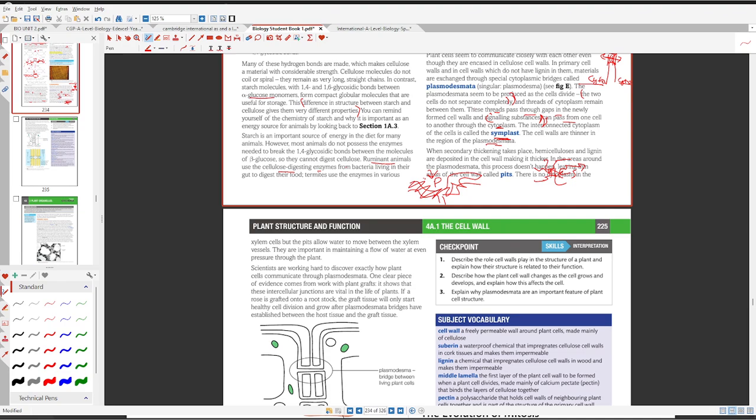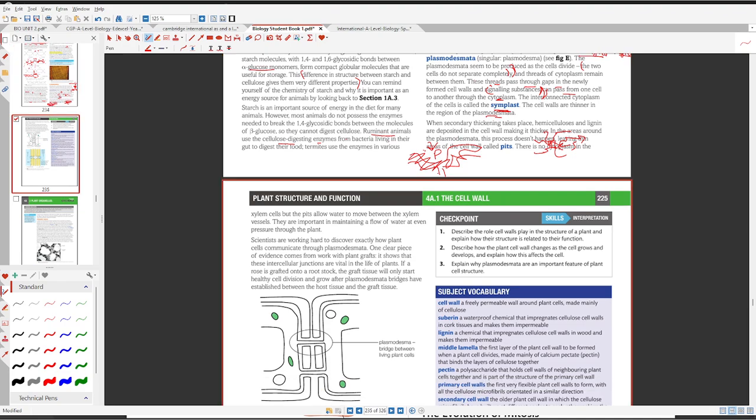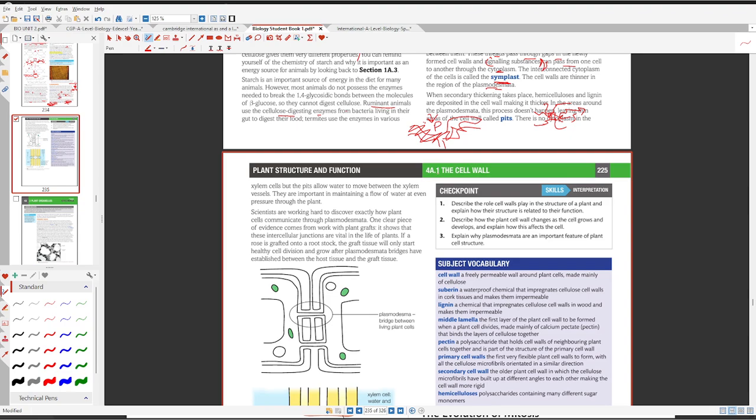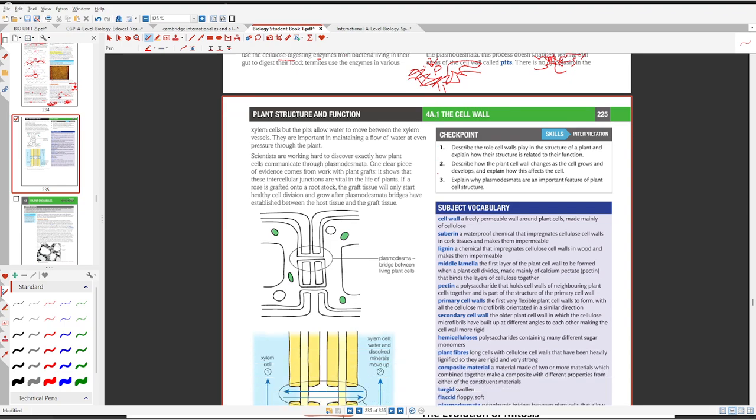It says here there is no cytoplasm in the xylem cells, but pits within them allow water to move between the xylem vessels. So you're going to have two xylem cells, for example, and pits within them, which allow water to actually move through the pits.